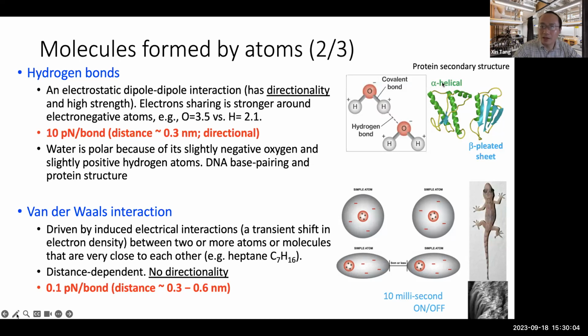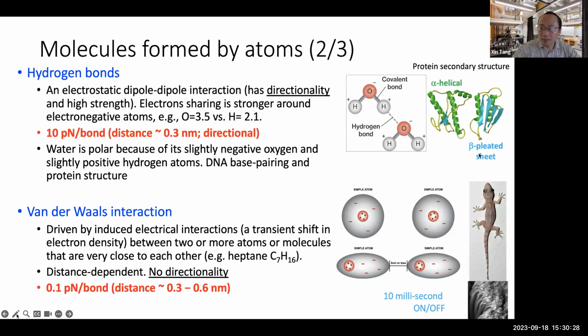Okay, so in the protein, they actually have 2 types of basic subunit. One is called alpha helix. So this is a helix, alpha helix. They form this helix because between each rotating region, there are many hydrogen and oxygen atoms. They form the hydrogen bond to adhere to each other. So then they can bend the polymer into the alpha helix.